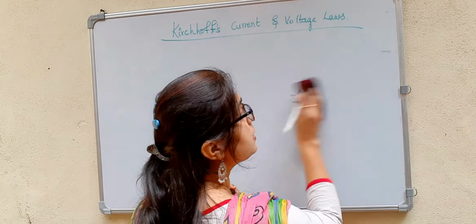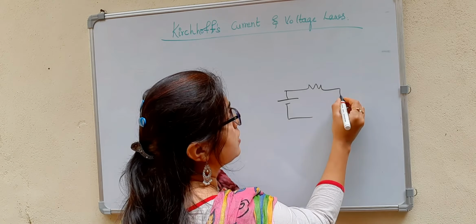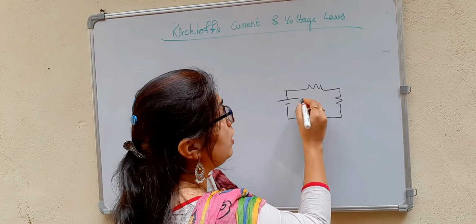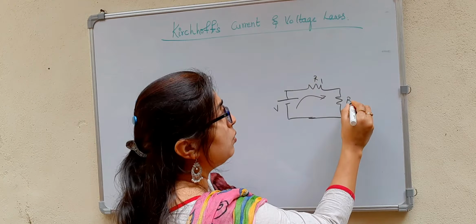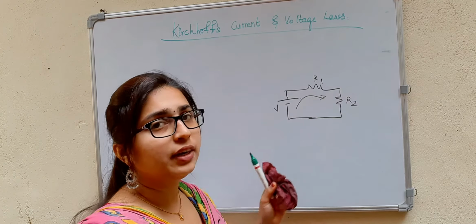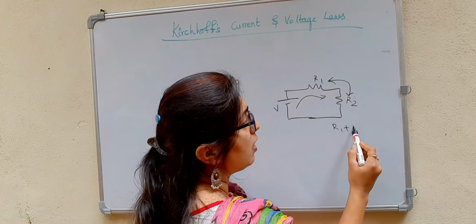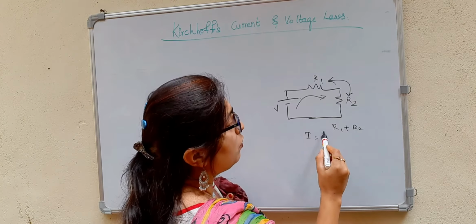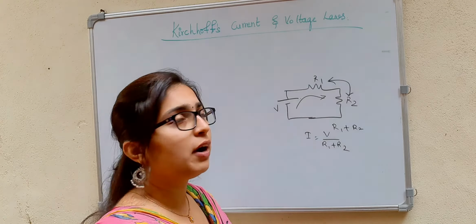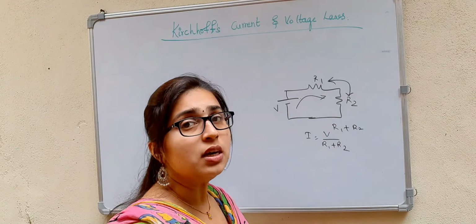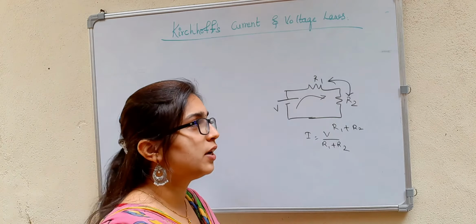When you have a simple circuit like a voltage source and two resistors, what you will do? You will write, you have a voltage V, here R1, R2. We can find out the current I easily by using this series combination, that is R1 plus R2. Then you know I is equal to V divided by R1 plus R2. So using this formula, we can easily find out the voltage drops across the resistors R1, R2, and the current which is flowing through the circuit.